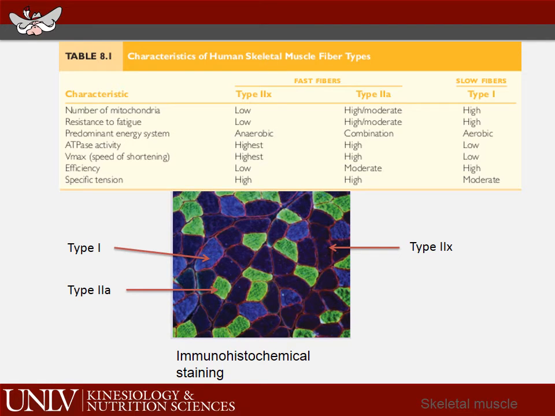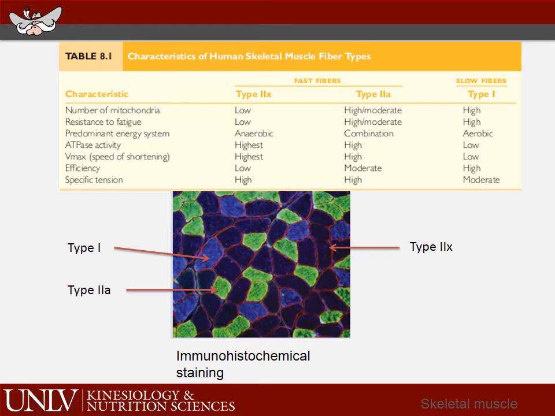But these are just a couple schematics. Again, characteristics of human muscle fiber types up there. Number of mitochondria, fatigue resistant, predominant energy system, ATPase activity. Vmax is the velocity max, so it's the speed of their shortening. The efficiency of it versus how cost effective it is to produce the energy. And then the specific tension, we can get over that a little bit later. But these are all how everything is classified there.